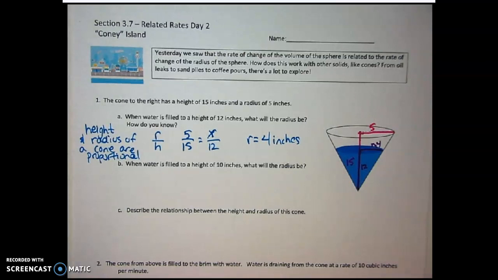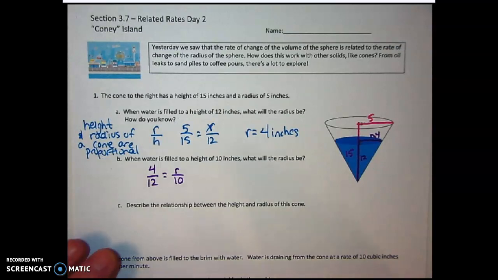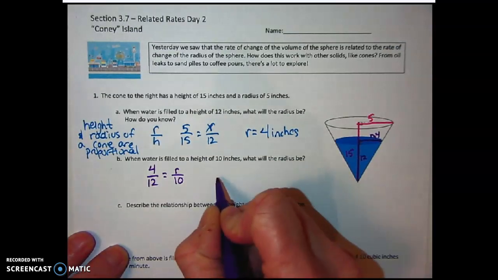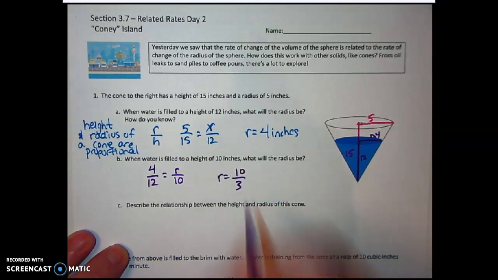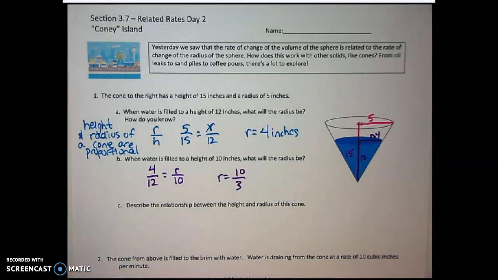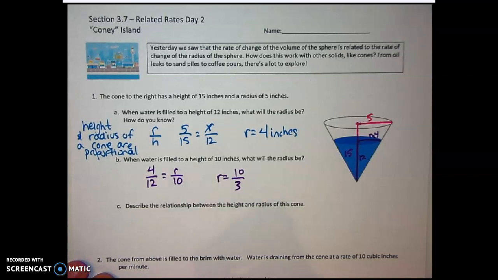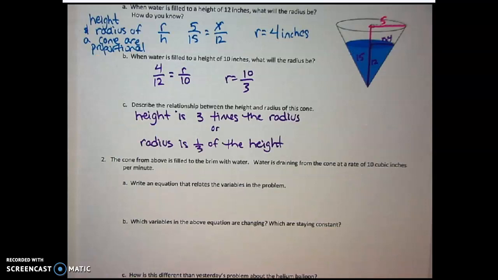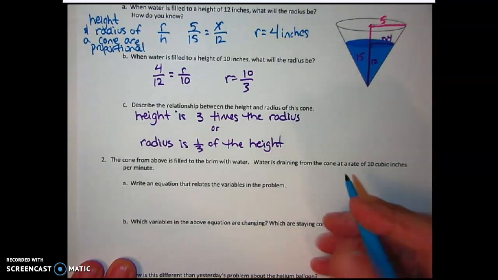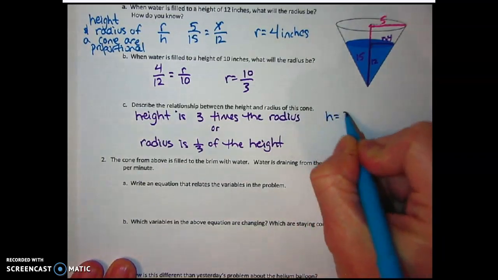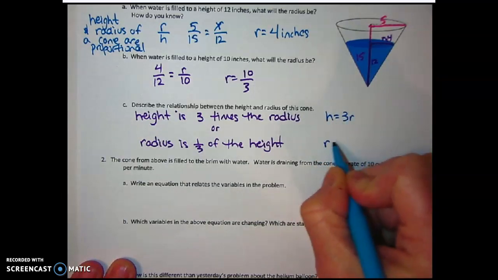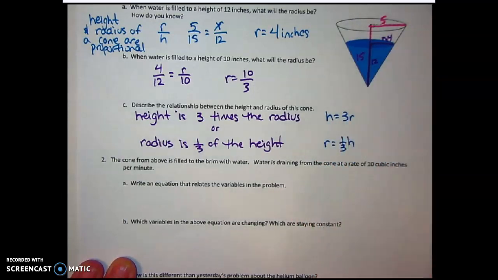So now when the water is filled to a height of 10 inches, what will the radius be? We can set up a similar proportion. Solving this one, we're going to get that r equals 10/3. So how would we describe the relationship between the height and the radius of this cone? Pause the video and write down how you would describe it. So we see that the height is 3 times the radius, or we could say that the radius is 1/3 of the height. Writing these as two simple equations, we could say h equals 3r, or r equals 1/3 h.